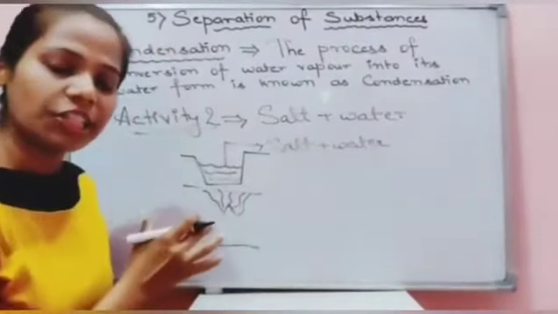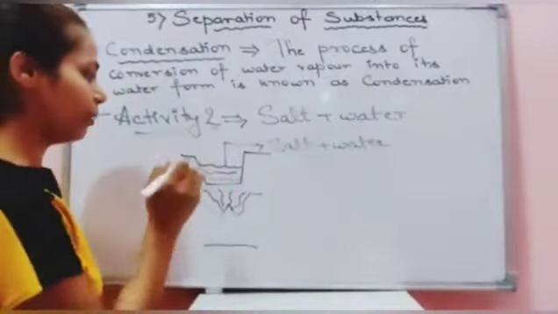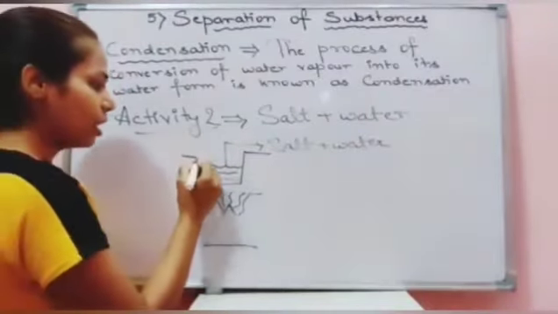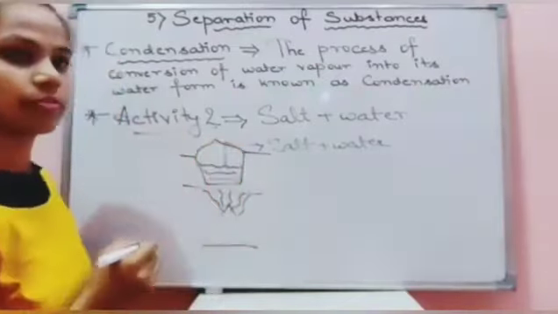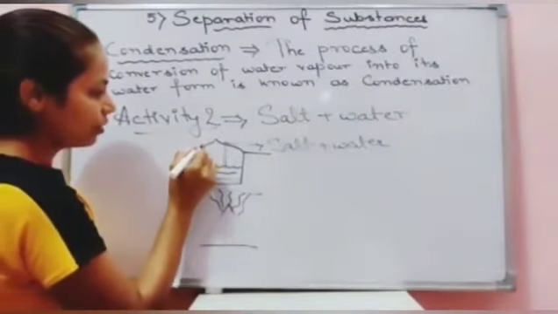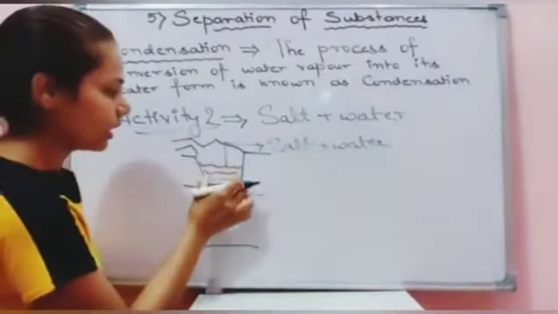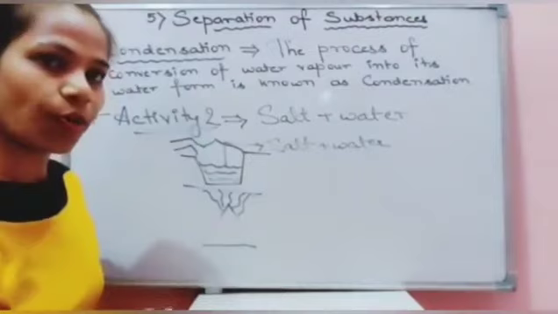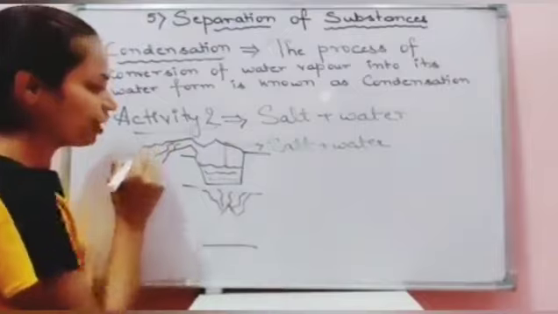Here, after reaching its boiling point, the water will start evaporating. Now suppose I cover this with a lid. This lid contains one spout opening. Suppose this container contains one spout opening. After reaching its boiling point, children, you will observe the fumes coming out of it.